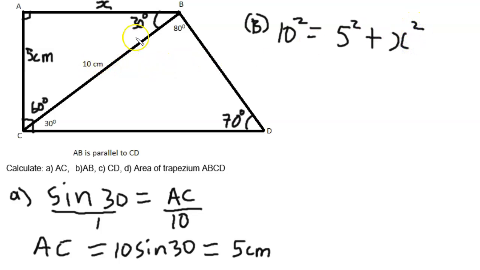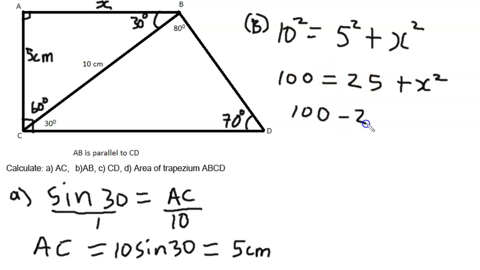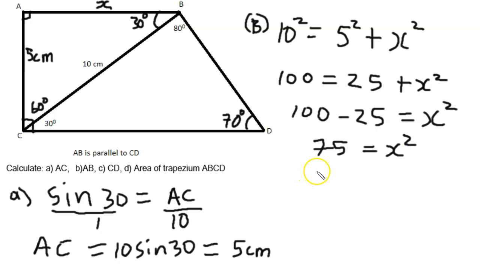So the hypotenuse squared, 10 squared, is equal to the sum of the other two sides squared, so 5 squared plus x squared. 10 squared is 100, 5 squared is 25, plus x squared. If I subtract 25 from both sides, I have 100 minus 25 equal to x squared. So 100 minus 25 is 75. So x squared is equal to 75, which means x is the square root of 75.